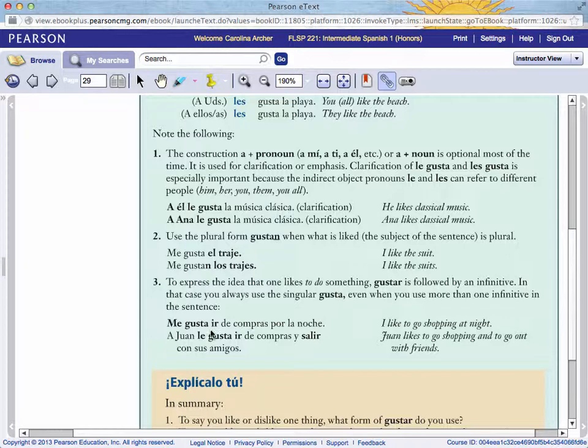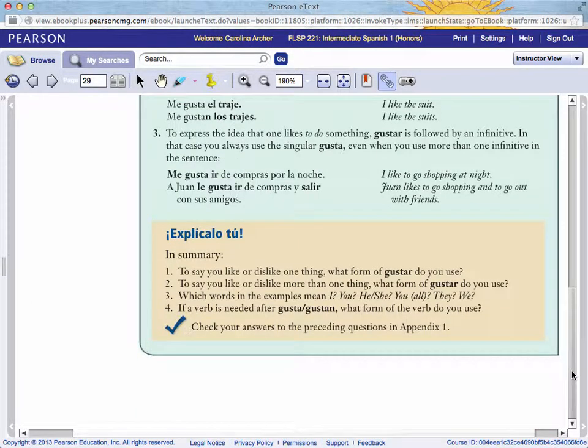Me gusta ir de compras por la noche. So see, you use the infinitive. A Juan le gusta ir de compras y salir con sus amigos, all right? So you can talk about liking something or somebody or a place or whatever, or liking an activity, okay?